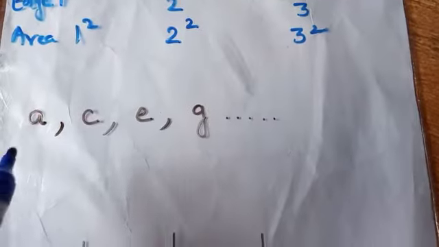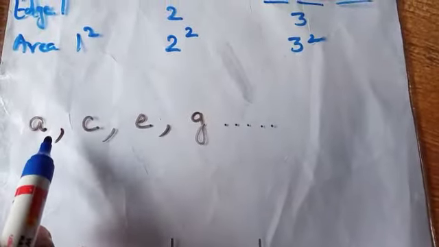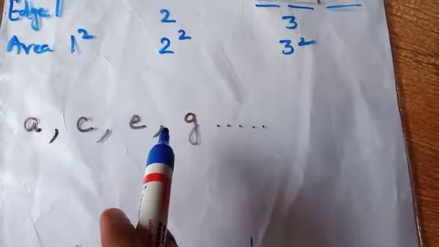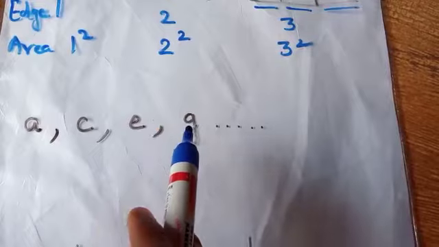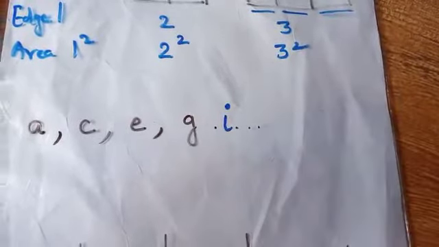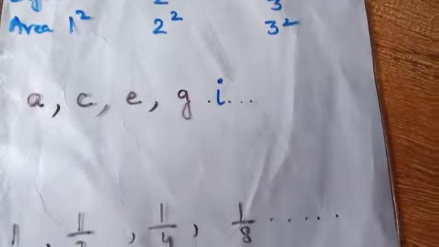Now look at this. This is A, then I have left B, then C, then I have left D, E, I have left F, then G, H I will leave, then I will get I, and so on. So here again I am following a pattern.